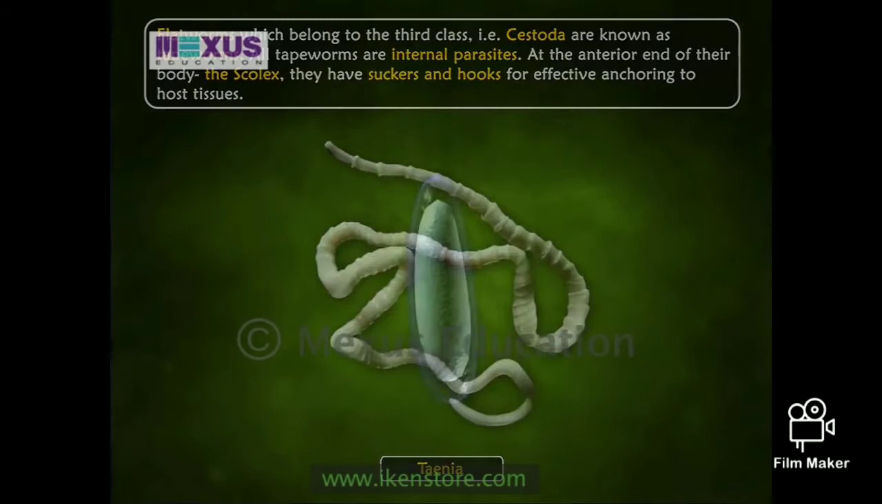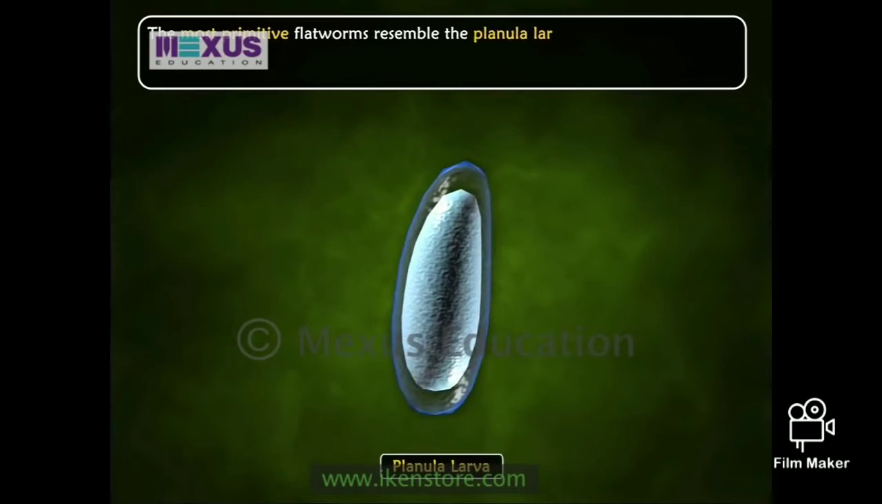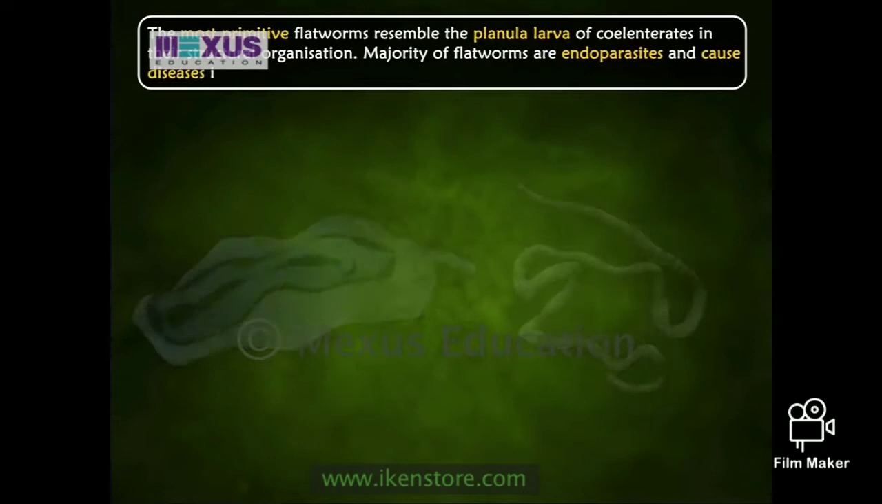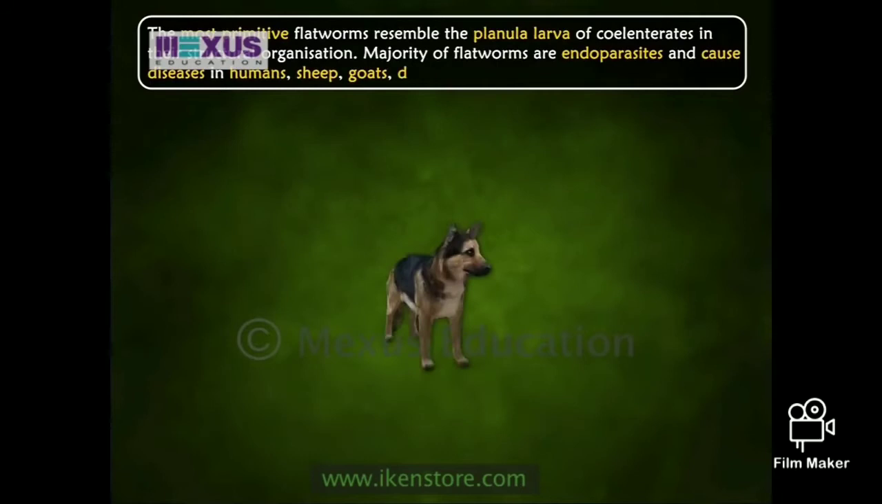The most primitive flatworms resemble the planula larva of cnidarians in their structural organization. The majority of flatworms are endoparasites and cause diseases in humans, sheep, goats, dogs, and other domesticated animals.